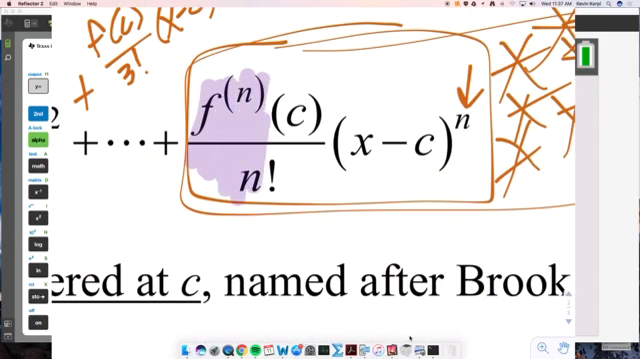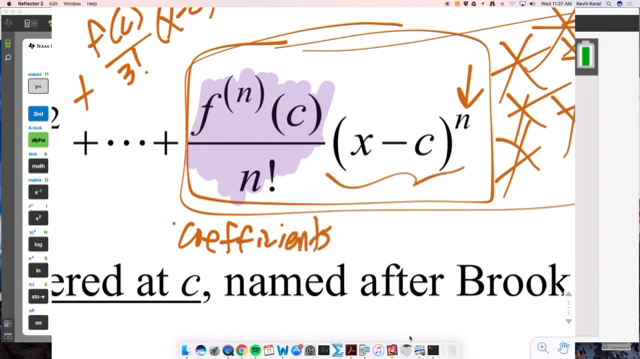Just to distinguish between the two parts, like we did for Maclaurin, these are the coefficients. These are the coefficients. And these are your variables. Okay?